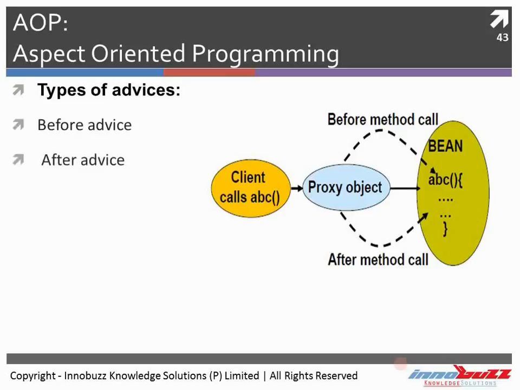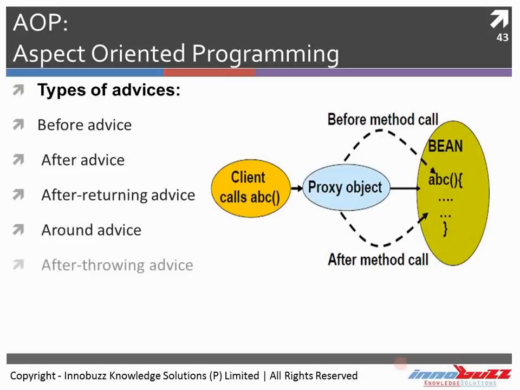After advice, the advice functionality takes place after the advised method completes regardless of the outcome. No matter whatever is the outcome, the after advice will be only invoked after completing the actual business logic method. Then there is the after returning advice. This takes place after the advised method successfully completes. Around advice, the advice wraps the advised method, providing some functionality before and after the advised method is invoked. So around means before and after. So both advices are applied at once using this around advice. So when you use this around advice, the before advice is also invoked, after advice is also invoked.